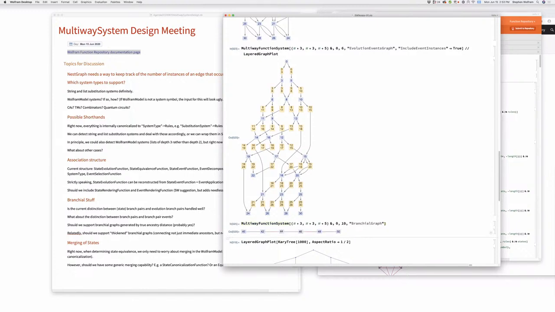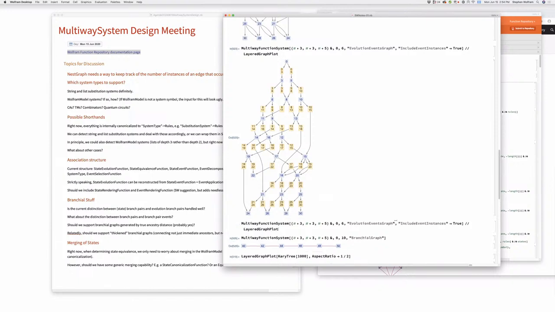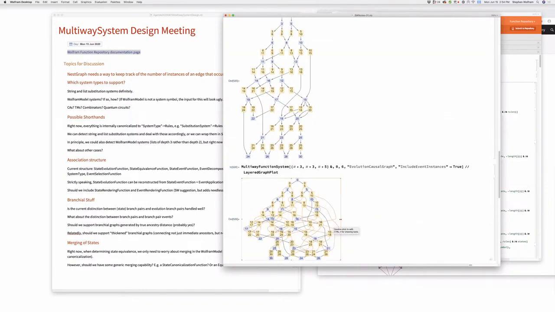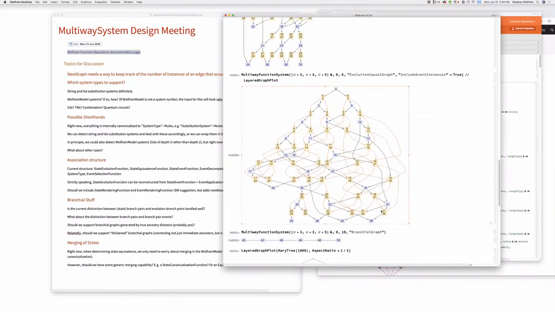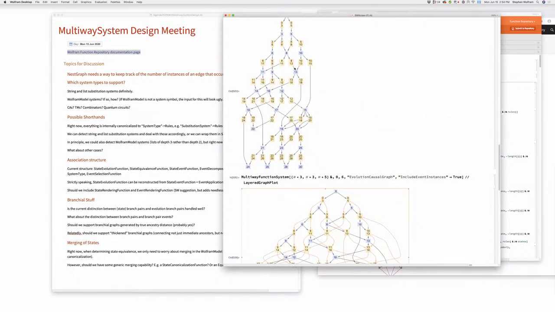By the way, is there a reason why the rule vertices, the orange yellow vertices, are not just edge annotations? Like the third argument to directed edge? Well, they could be. The main reason was to support the evolution causal graph, because we wanted to have the events also be connected by stuff like this. We couldn't find a straightforward way of doing that. But I agree that there could be an option to just have the event be.